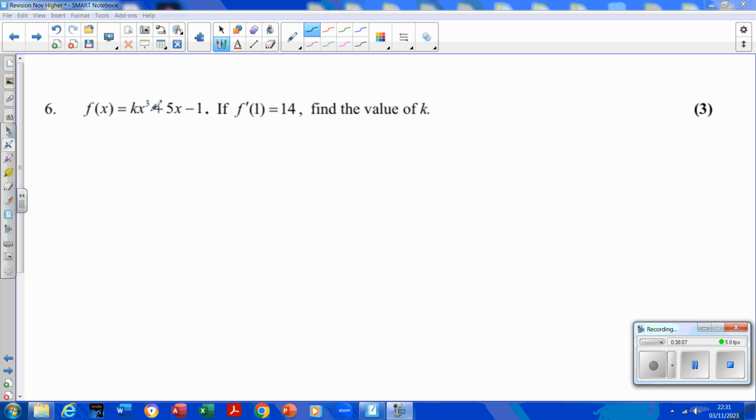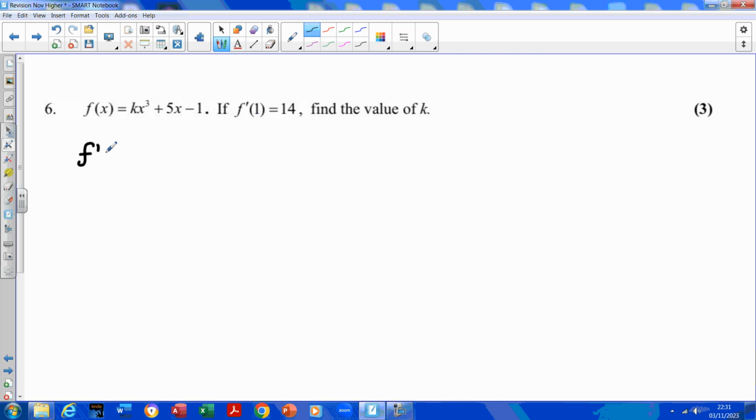f of x is equal to kx cubed plus 5x minus 1. If f dash 1 is equal to 14, find the value of k. Right, so you'll get questions like that that are not always dead obvious at the start, but it's talking about f dash. So we're going to work out f dash x. So f dash x, we've got kx cubed multiplied by the power, take 1 away from the power, is 3kx to the power of 2. The derivative of 5x is plus 5. And the derivative of negative 1, it disappears.